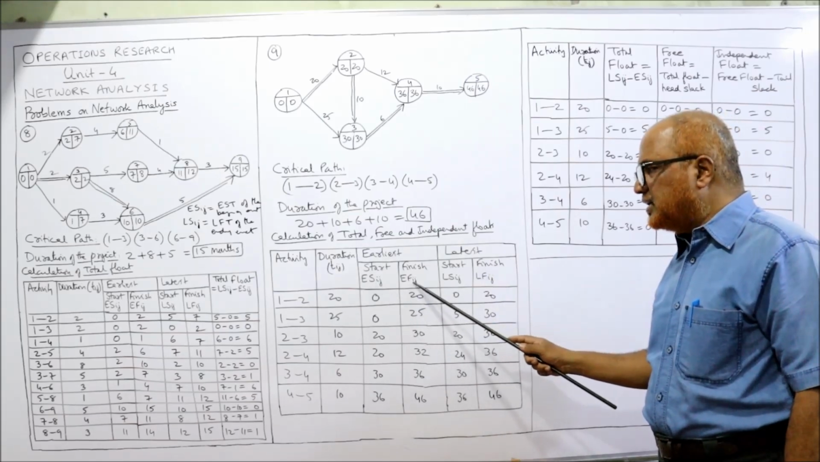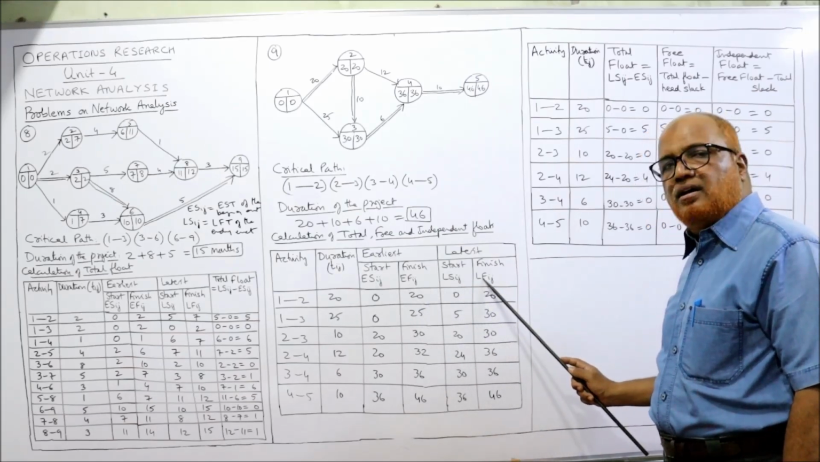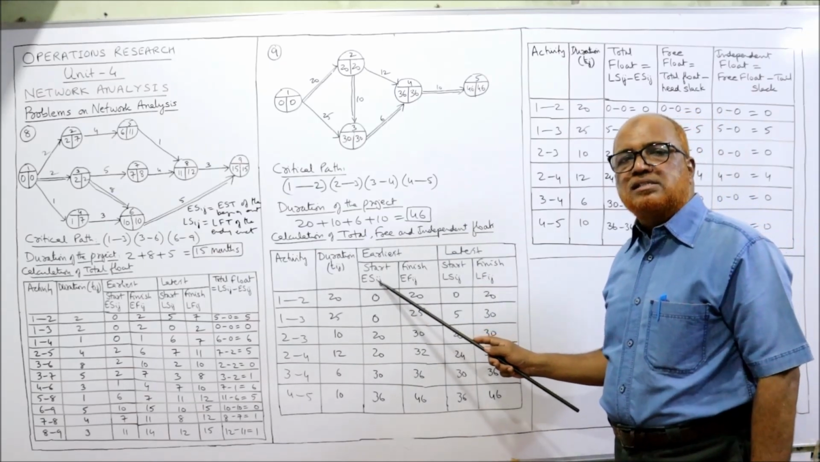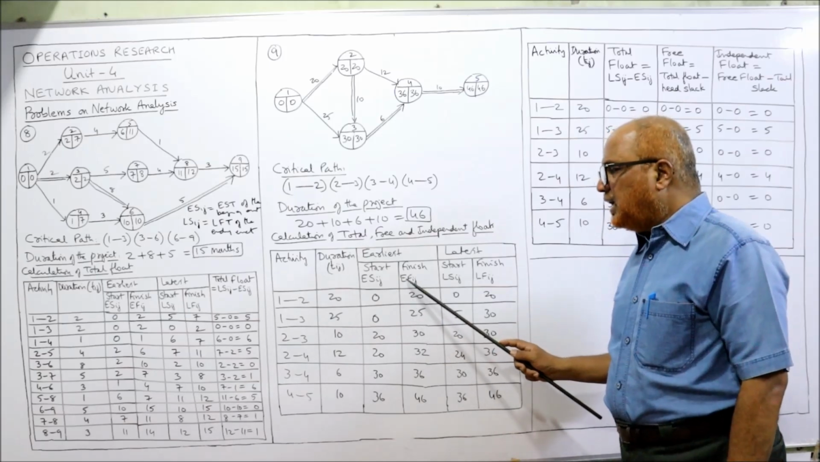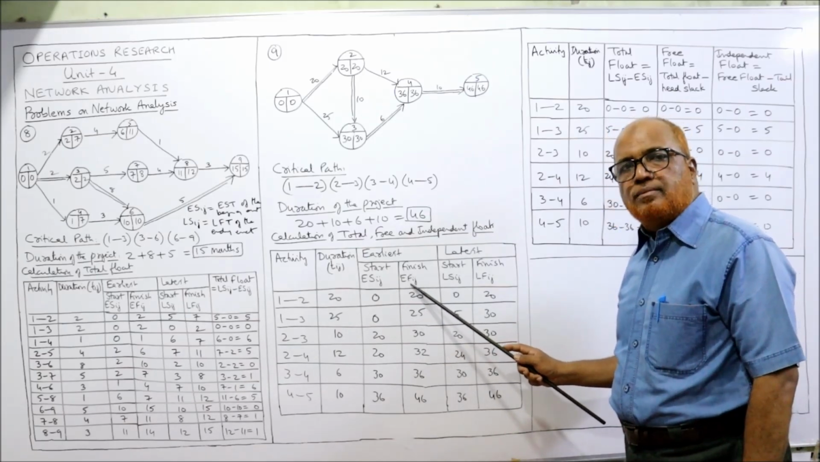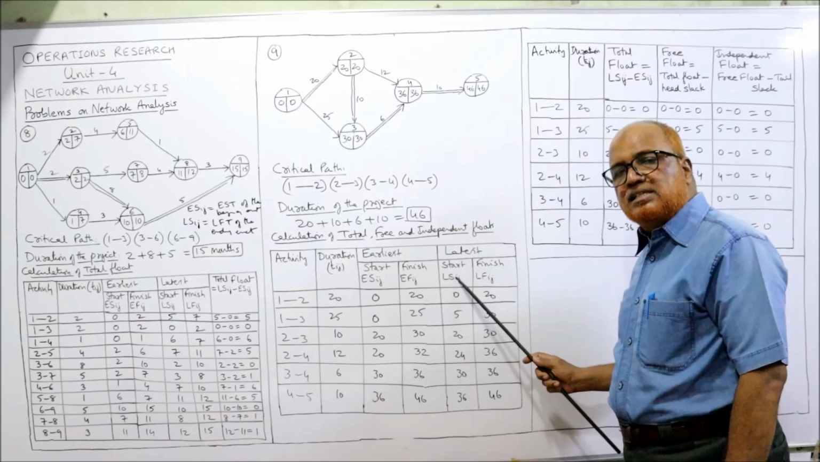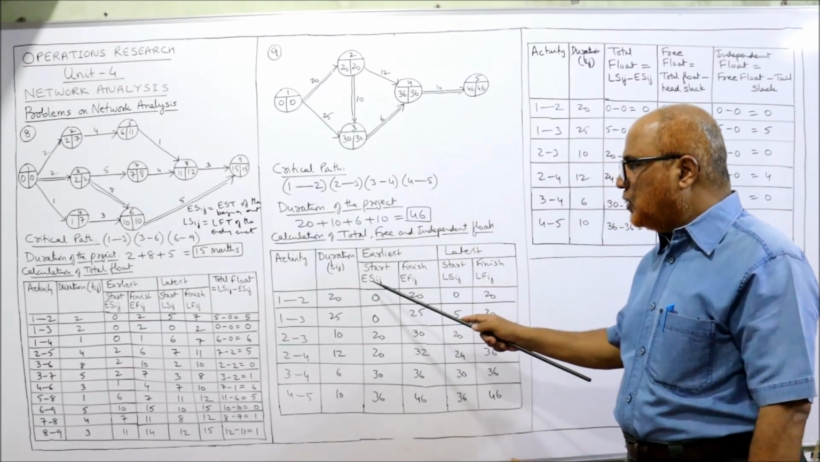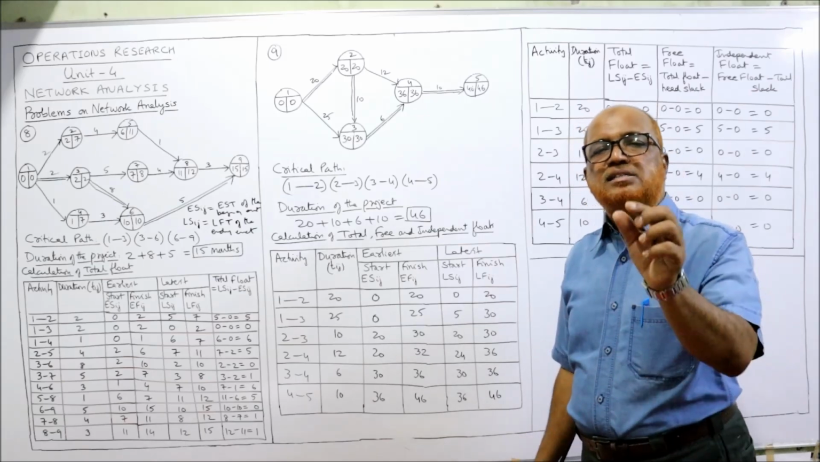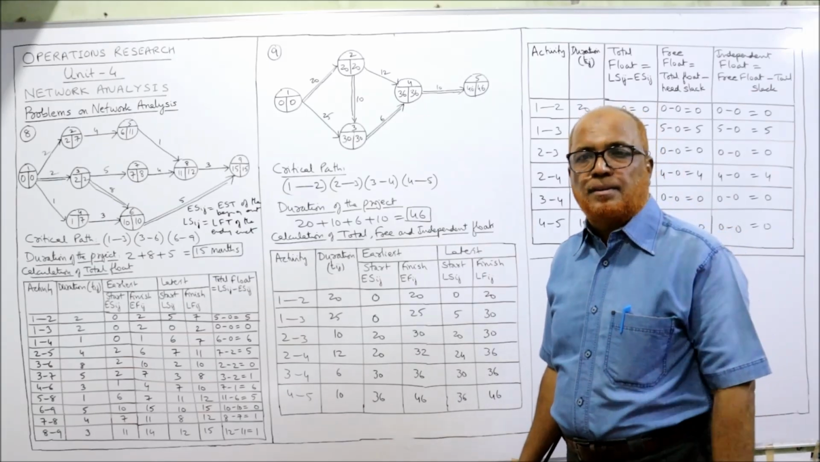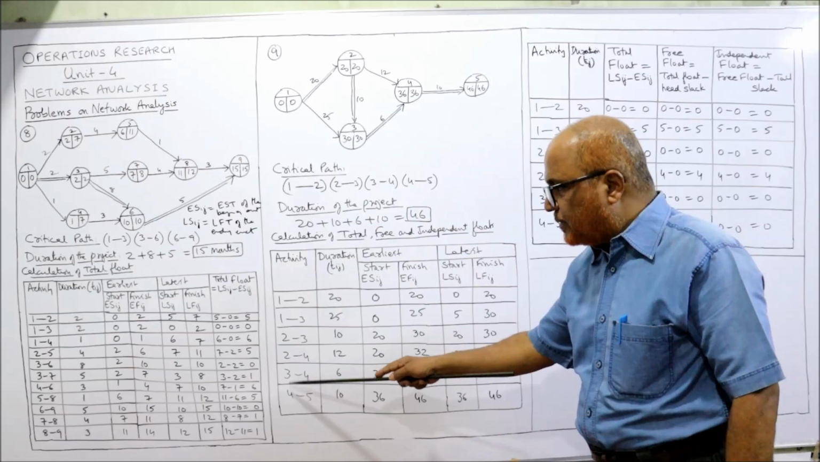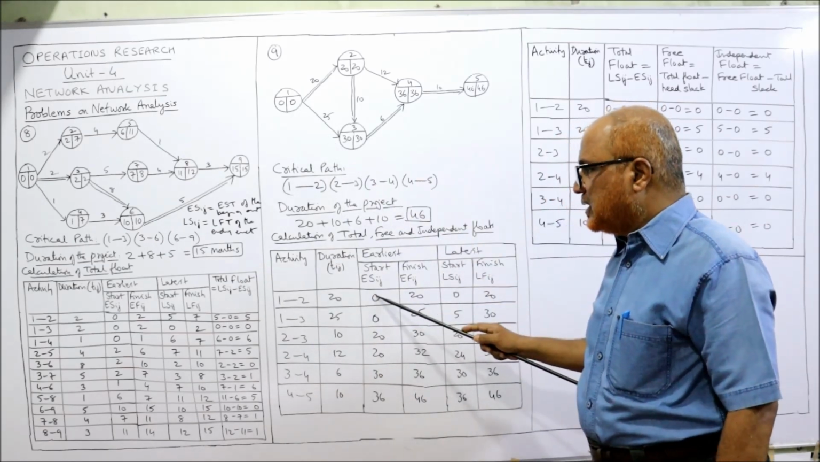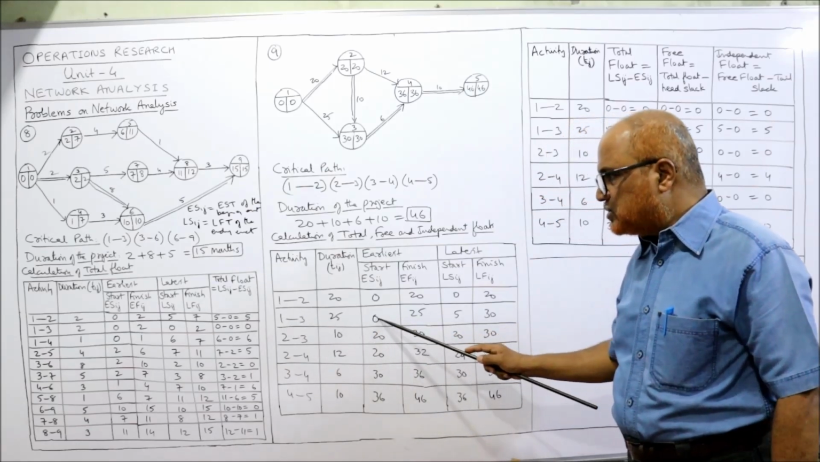ESIJ, EFIJ, LSIJ, LFIJ. ESIJ is earliest start, EFIJ is earliest finish, LSIJ is latest start, and this is latest finish. I already told you ESIJ is the EST of the beginning event. The beginning event is this one. The first event EST value is 0.